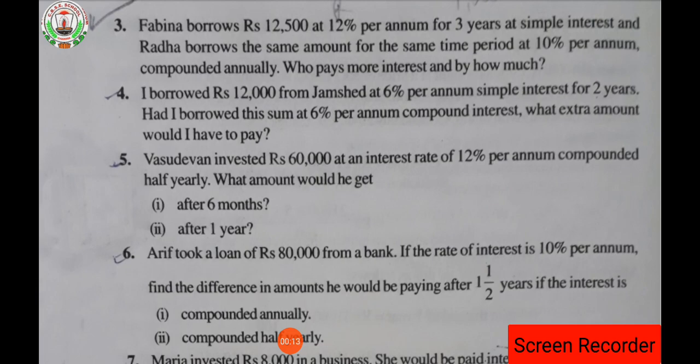So yesterday, in the previous video, what had we learned? We had learned exercise 8.3 questions 1 and 2, and in those questions we learned how to find the amount as well as the compound interest. Compound interest has three conditions.